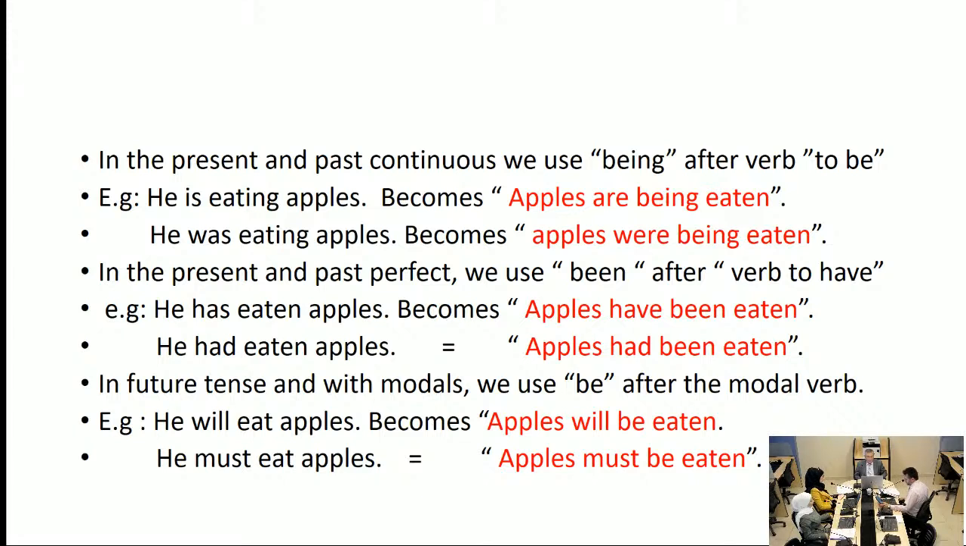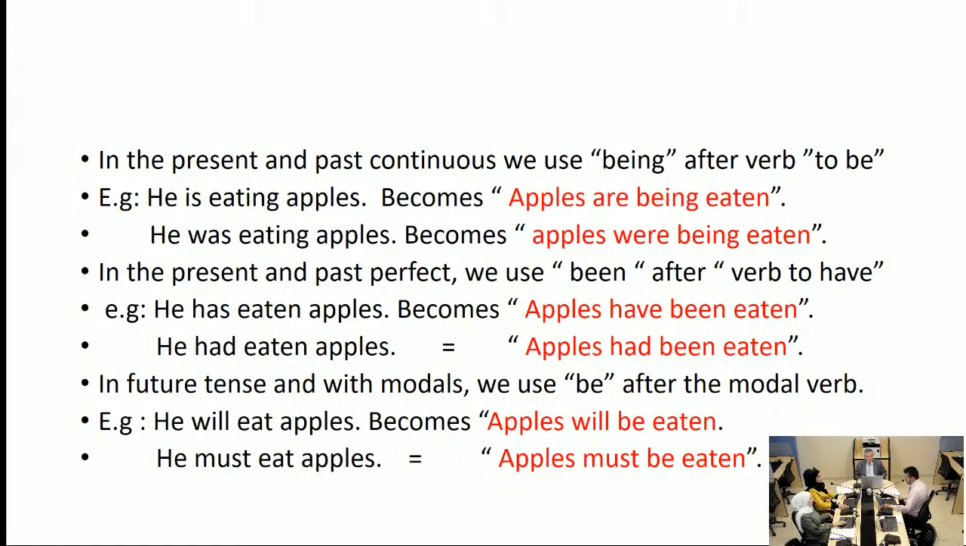In the future tense with modals, we use be after the modal verb. Dear students, dear colleagues, you know that the modals are can, could, will, would, shall, should, may, might, must, have to, ought to. Whenever we have a modal verb, the rule is object plus the modal plus be plus verb 3. Example: he will eat apples becomes apples will be eaten. He must eat apples, apples must be eaten.